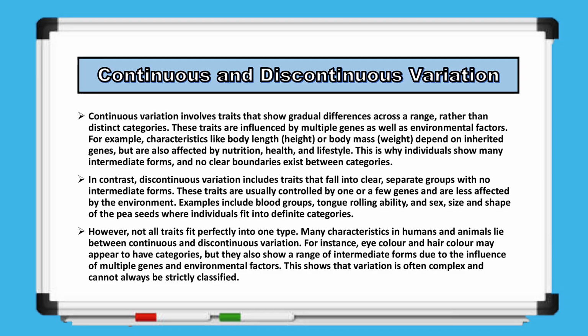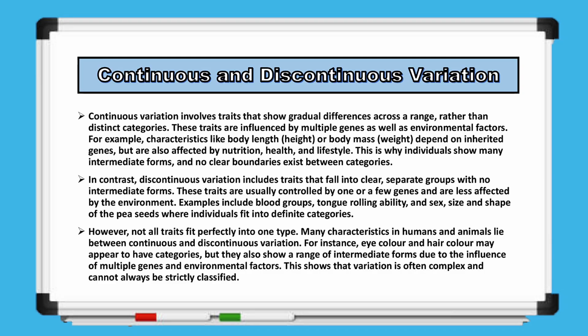These traits are usually controlled by one or a small number of genes and are not strongly affected by the environment. Examples include blood groups, the ability to roll the tongue, and biological sex. In pea plants, traits such as seed size and seed shape also fall into distinct categories, where individuals belong to one specific group or another.